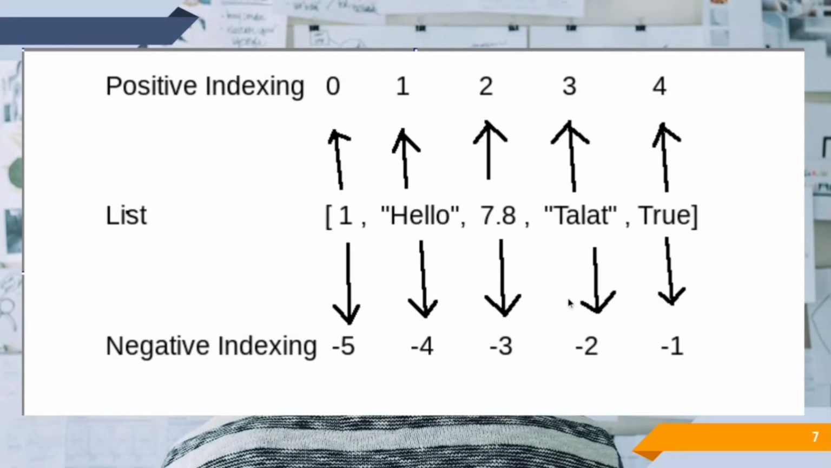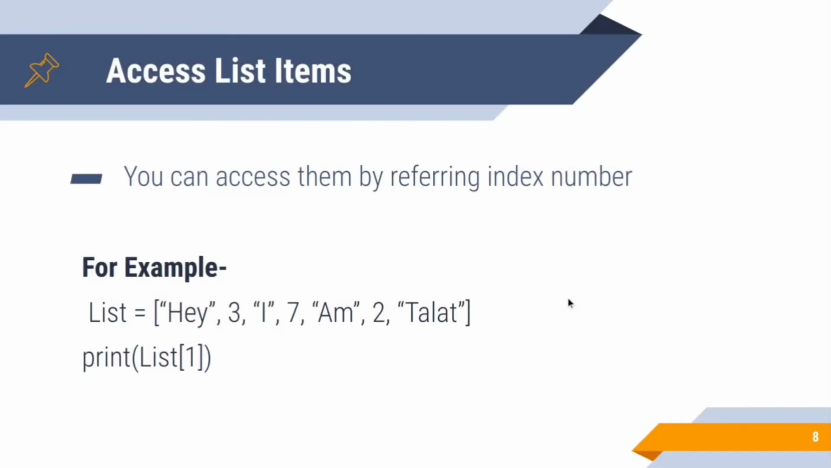Here the question occurs: how can we access the list items? We can access list items by referring to the index number. Here list1 at index 3 is the value 3, because indexing starts from the left side: 0, 1, 2, 3, 4, like this. It will give you the second element of list1. I will show you with an example so it will be clear to you.